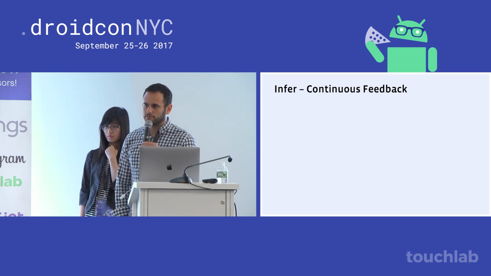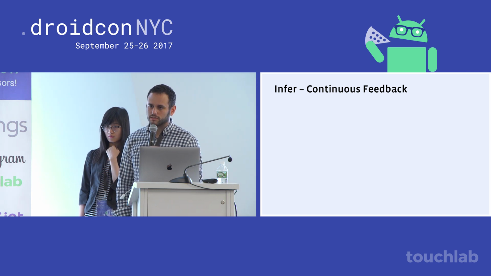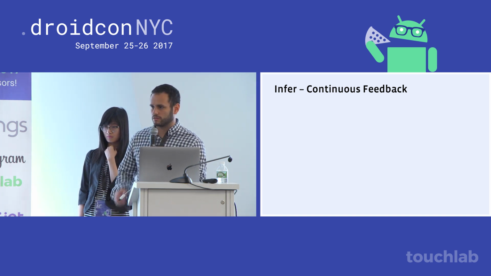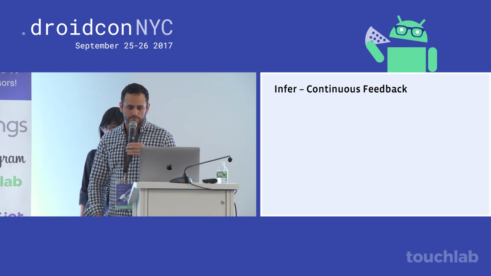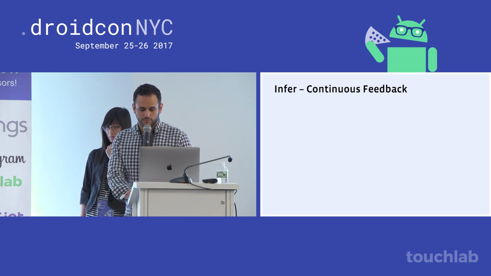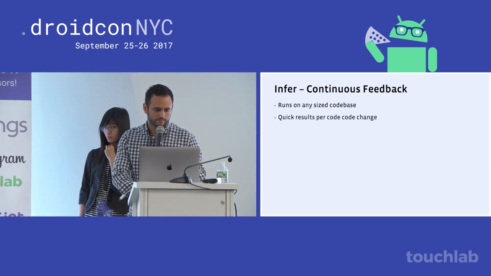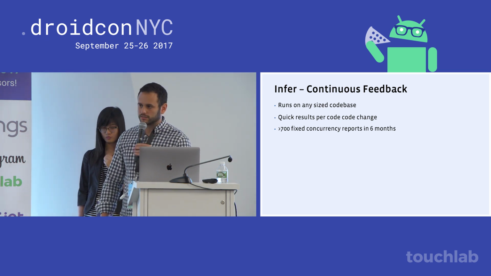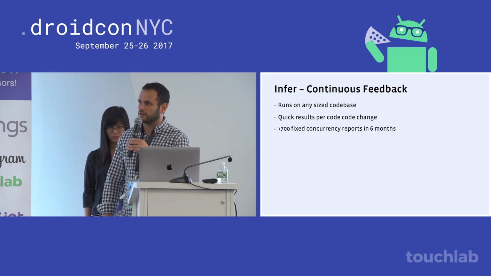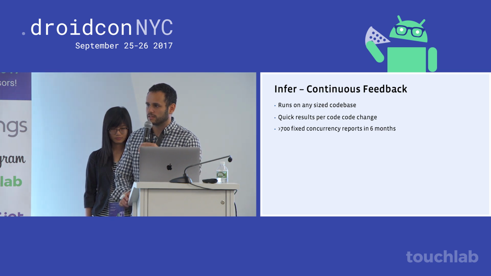And then we configured Infer to run continuously on all future code changes, both on classes that are annotated as @threadSafe and also all of the Litho specs in our code base. So in the past 6 months that the concurrency checks have been running, we've seen over 700 reports that have been fixed.